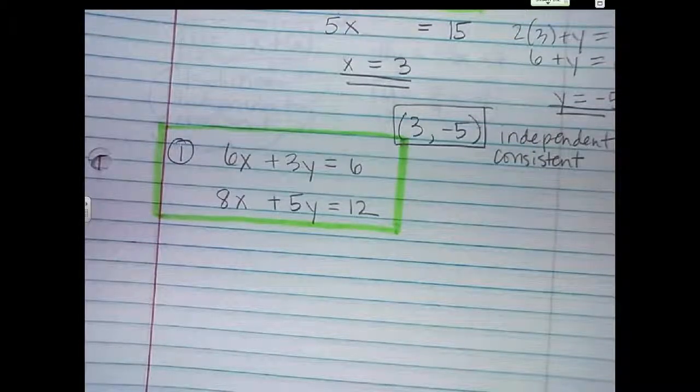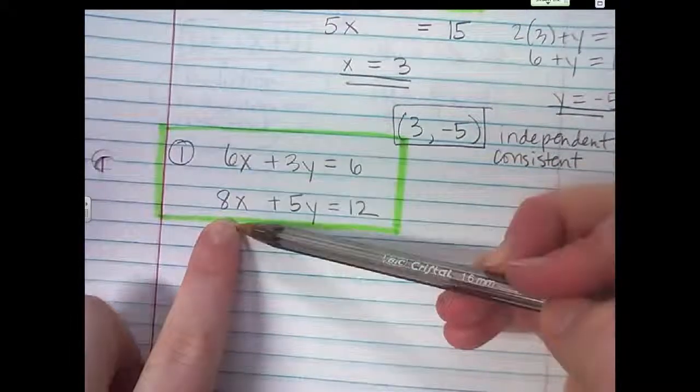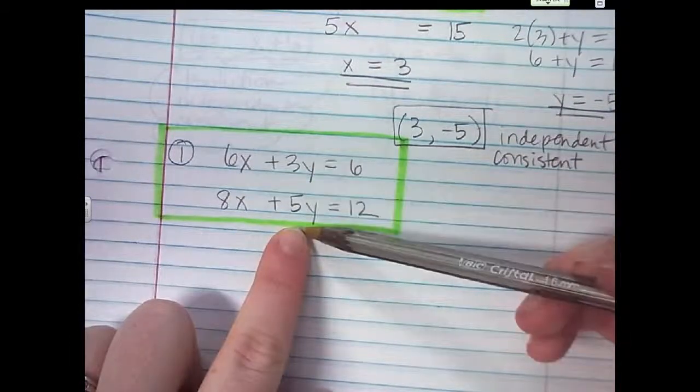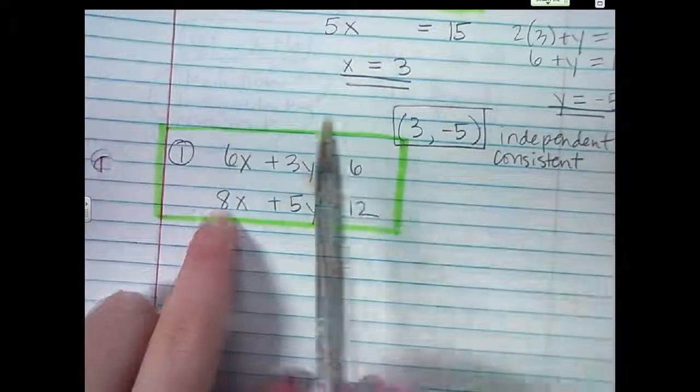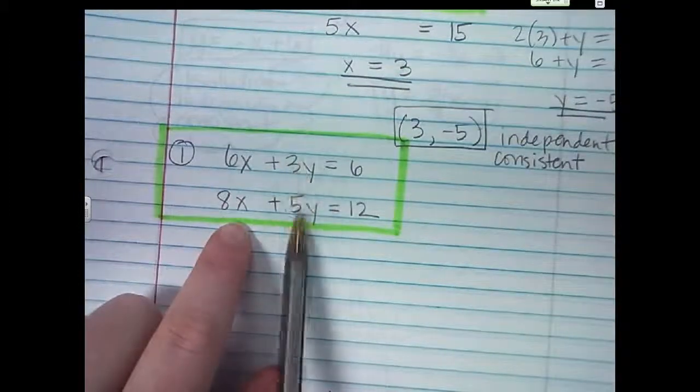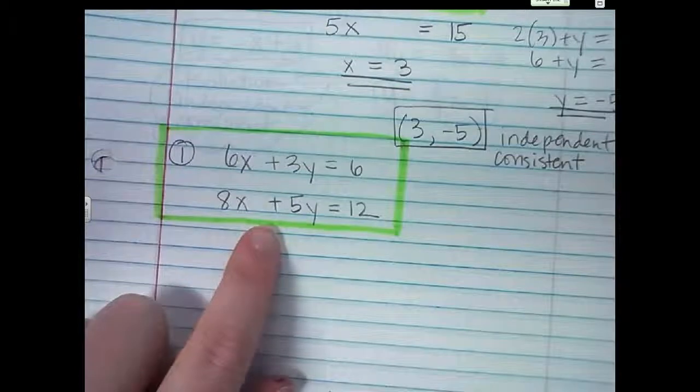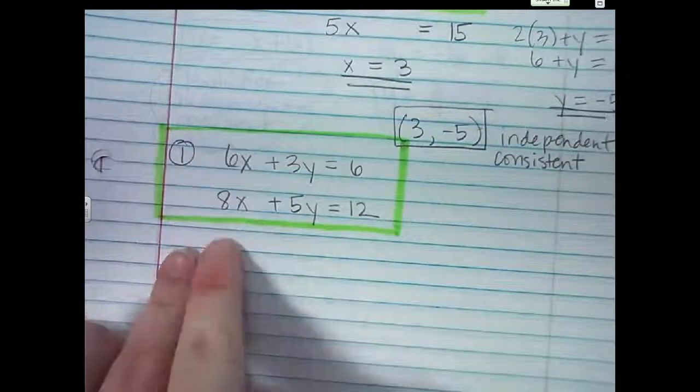So when you're looking at this problem, if I was to add straight down here, I would get 14x, and here I get 8y, so nothing eliminates. I want to pick one of these to make the same, one positive, one negative, to eliminate. So do you want to pick the x's or the y's?